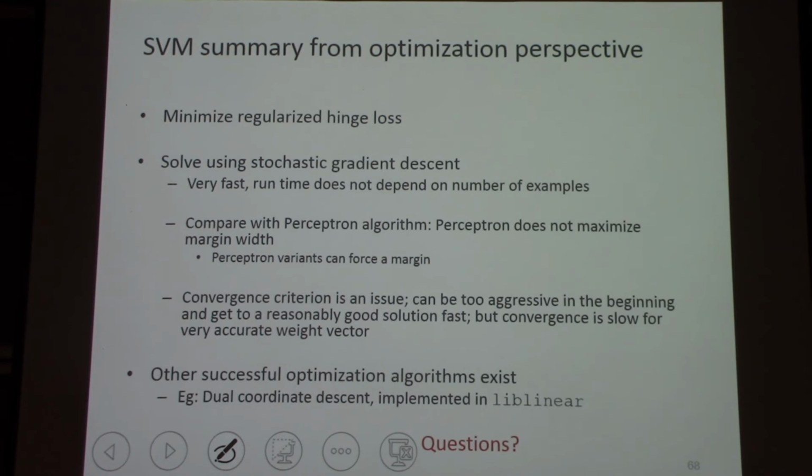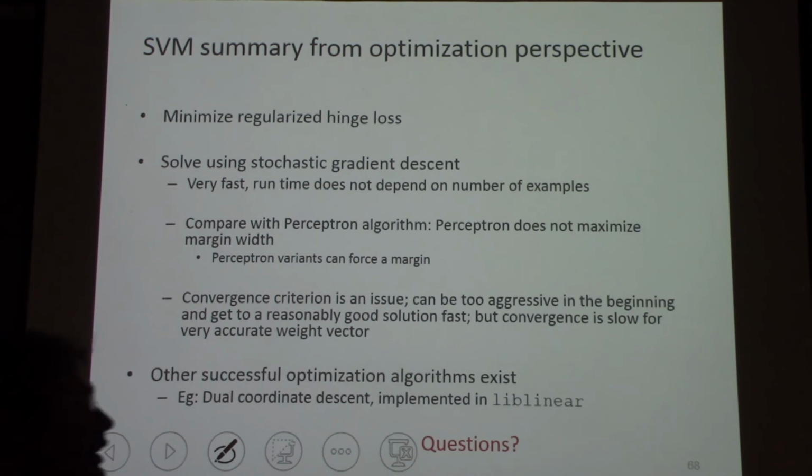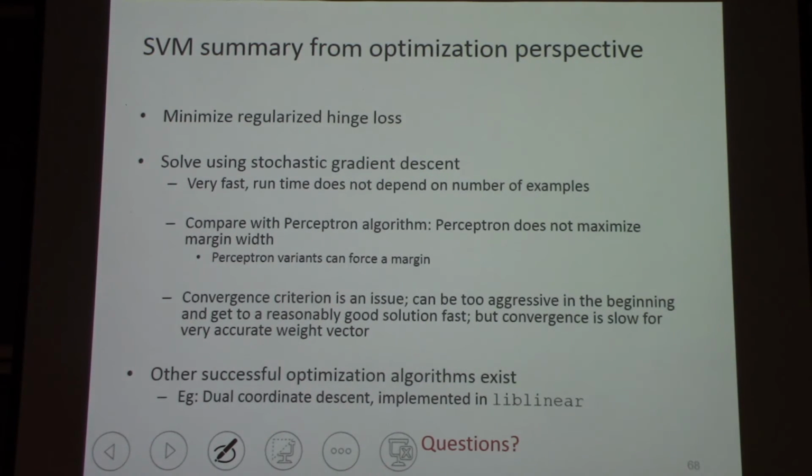So from the optimization angle, SVM minimizes the regularized hinge loss, and we looked at an algorithm that uses stochastic subgradient descent. It's super fast. It drives a lot of industrial strength machine learning. It looks a lot like perceptron. The perceptron does not maximize the margin width. But remember that there was a homework question, maybe homework 1 or 2, where you implemented the perceptron and tried out something called the margin perceptron, where you fixed the margin. That's going at the same sort of intuition.